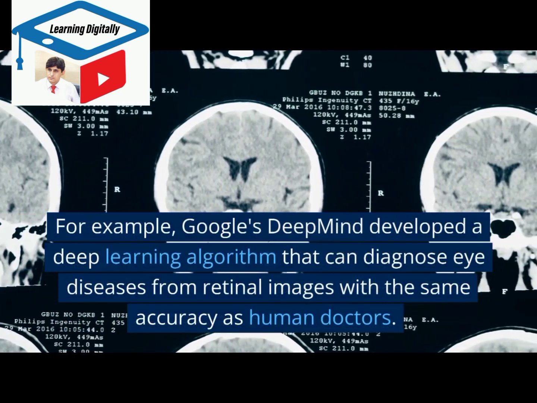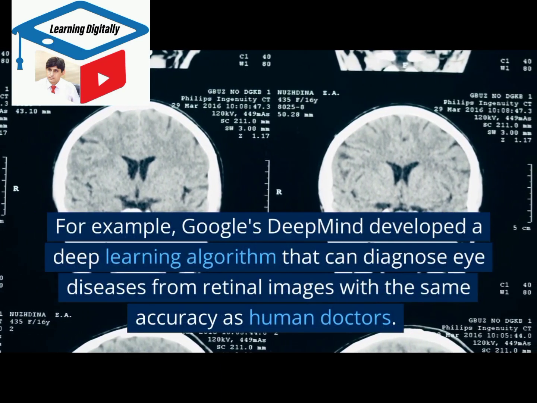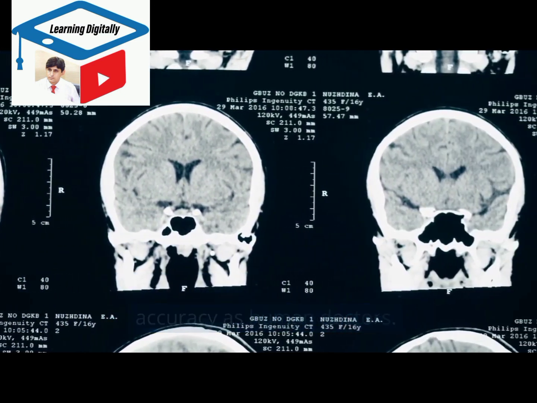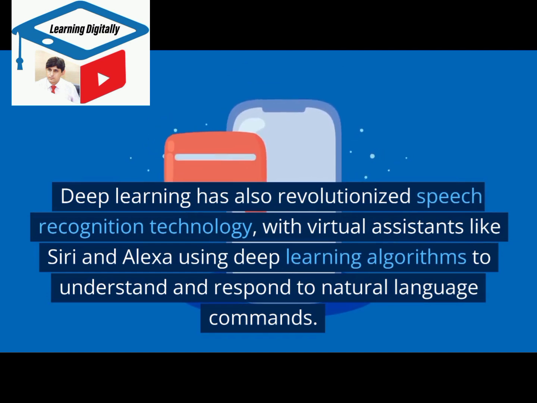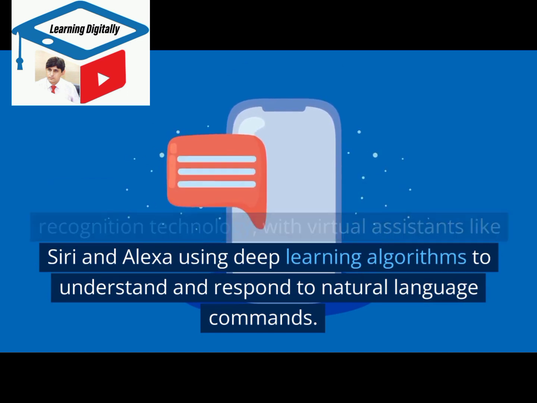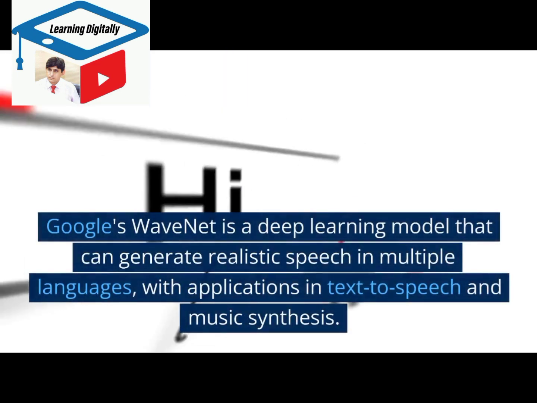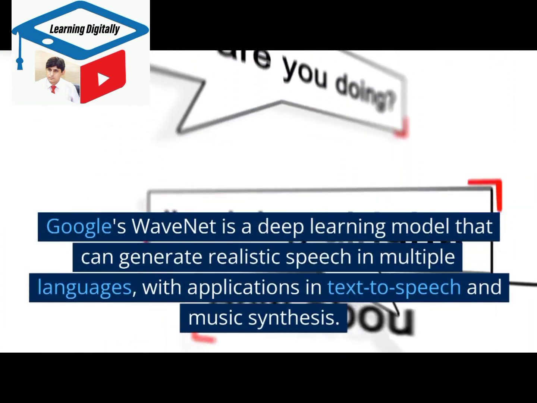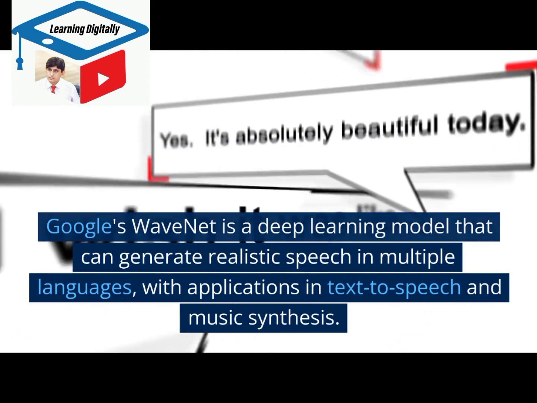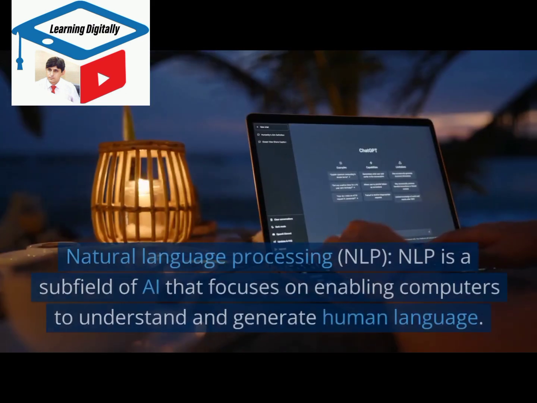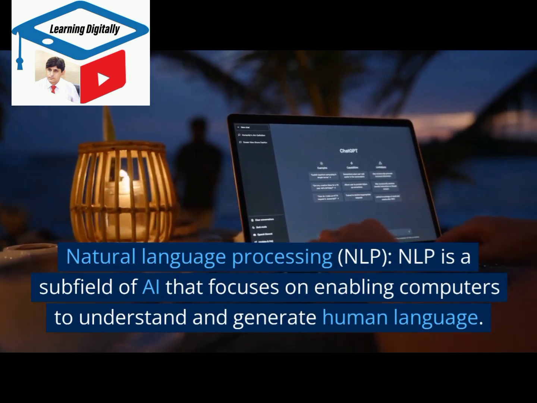For example, Google's DeepMind developed a deep learning algorithm that can diagnose eye diseases from retinal images with the same accuracy as human doctors. Deep learning has also revolutionized speech recognition technology, with virtual assistants like Siri and Alexa using deep learning algorithms to understand and respond to natural language commands. Google's WaveNet is a deep learning model that can generate realistic speech in multiple languages, with applications in text-to-speech and music synthesis.